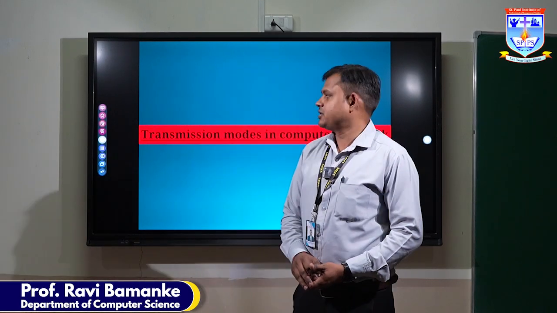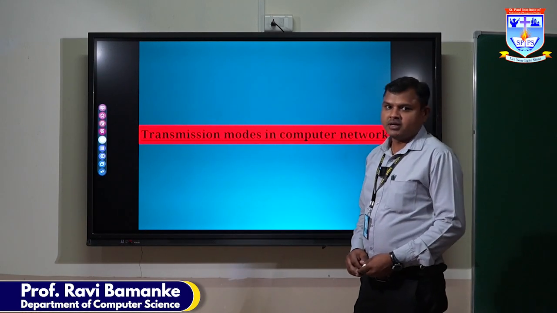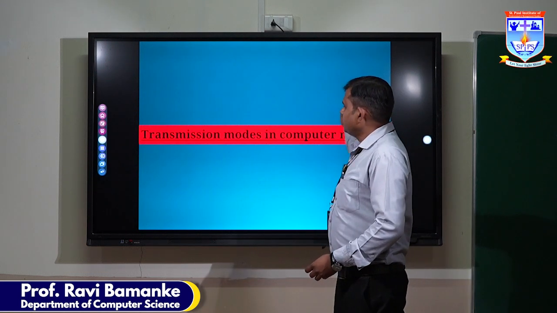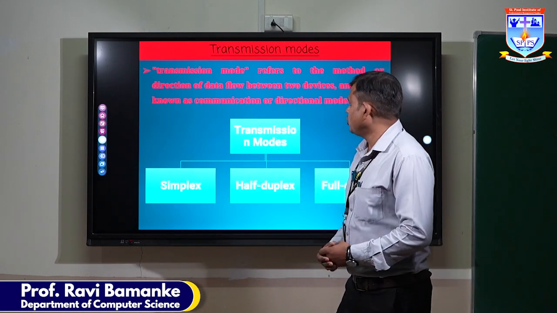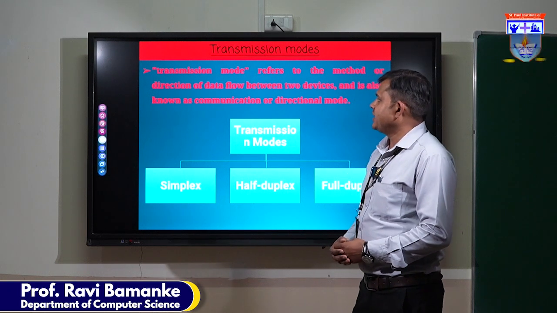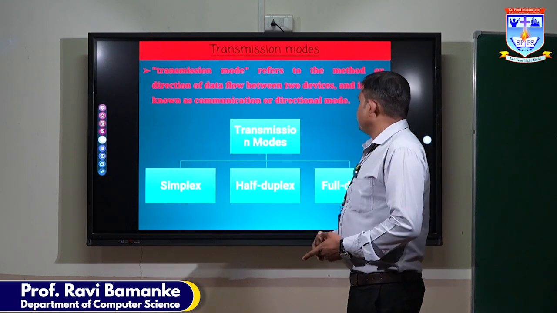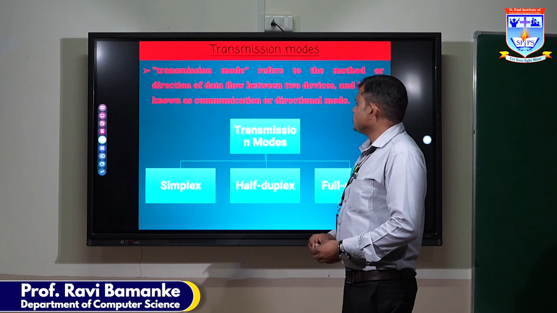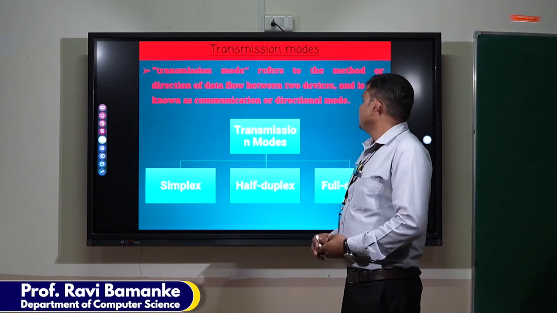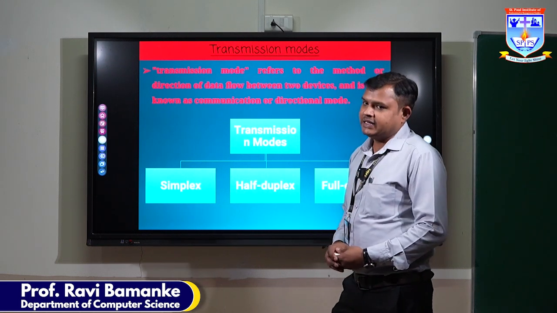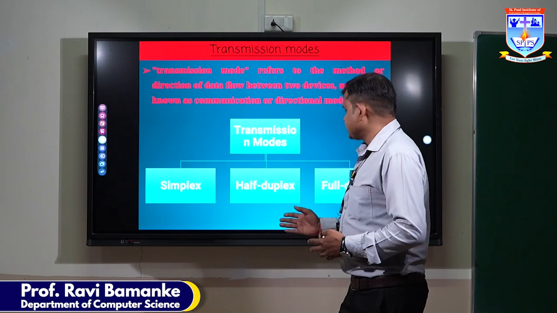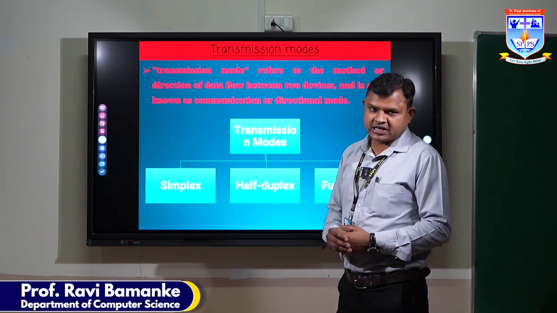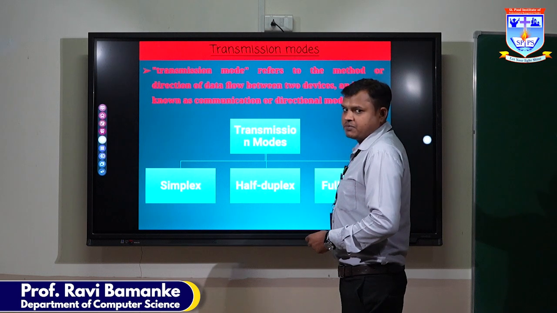Today I will discuss transmission modes in computer networks. First of all, I will discuss what a transmission mode is. Transmission mode refers to the method of direction of data flow between two devices, and is also known as a communication or direction mode. Basically, transmission mode has three types: simplex transmission mode, half-duplex transmission mode and full-duplex transmission mode.